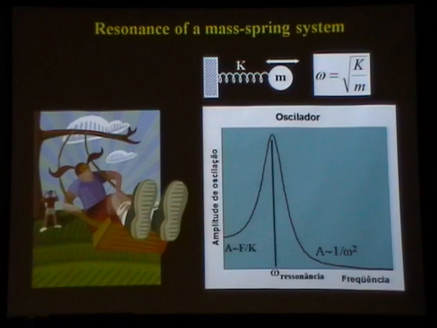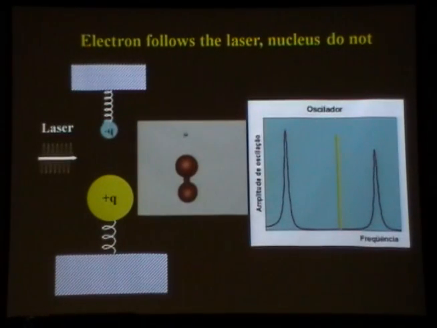And by looking at this, you can see that if you have a molecule here, the electrons have a very small mass. So the resonance frequency of the electron is very high, usually all the way in the UV region. But the resonance frequency of the nuclei is at a very low frequency. For hydrogen, it goes all the way to 2.7 microns.